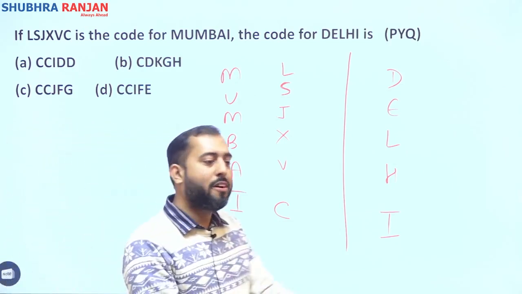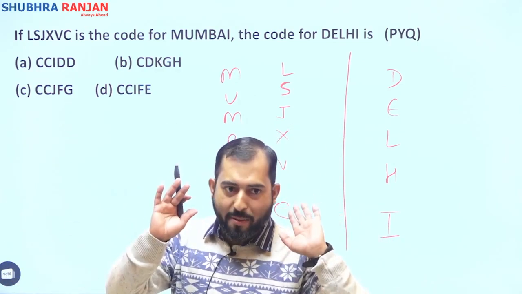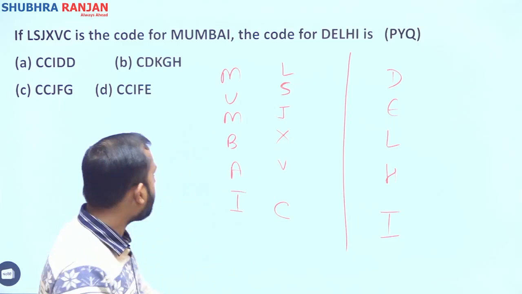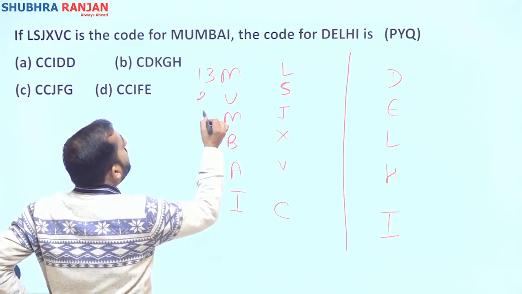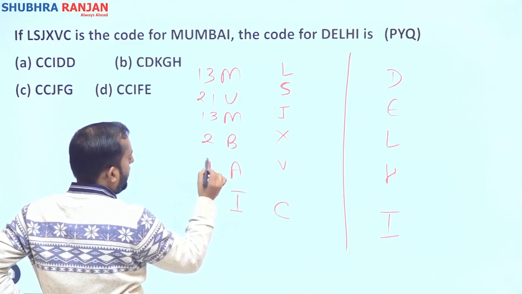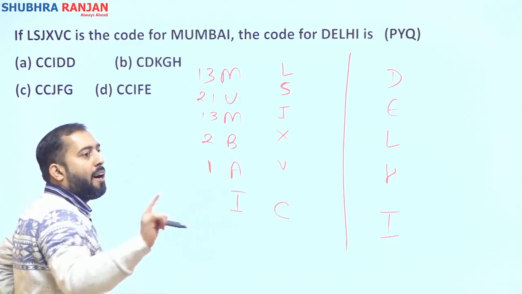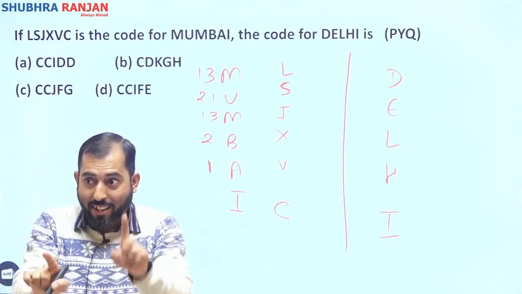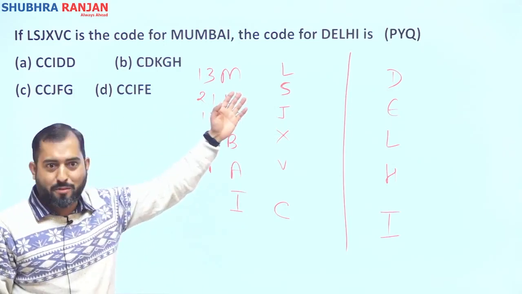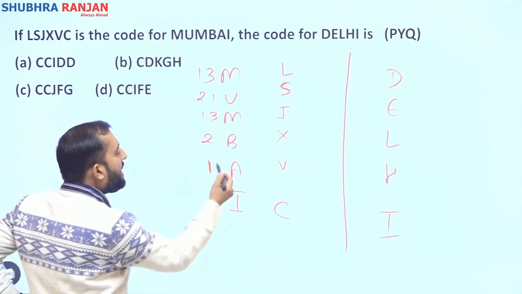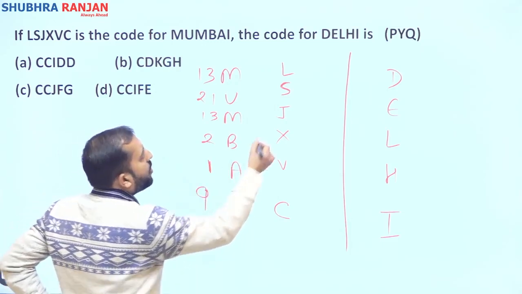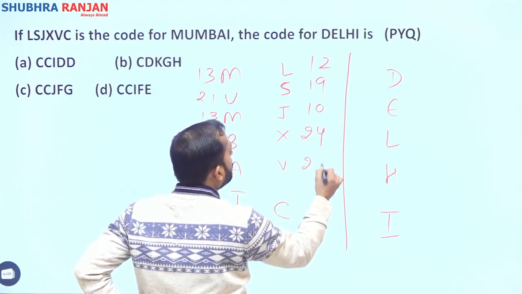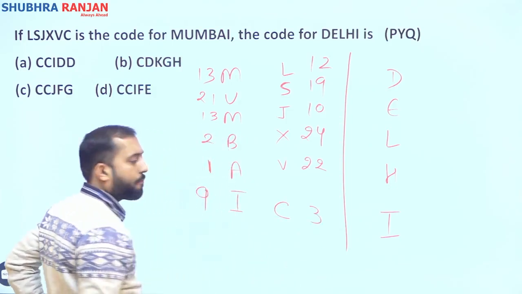Okay, see, listen. First of all, my task is the same. Either you can compare alphabets and remember those tricks to keep the positioning of the letters in your head, right? M is 13, U is 21, M is 13, B is 2, A is 1. Now, please be very careful. I told you to write down alphabets like that. There was a reason, because I have seen a lot of problems like that in CSAT. Okay, see, I is 9, A is 1. Now, L is 12, S is 19, J is 10, X is 24, V is 22, and C is 3.